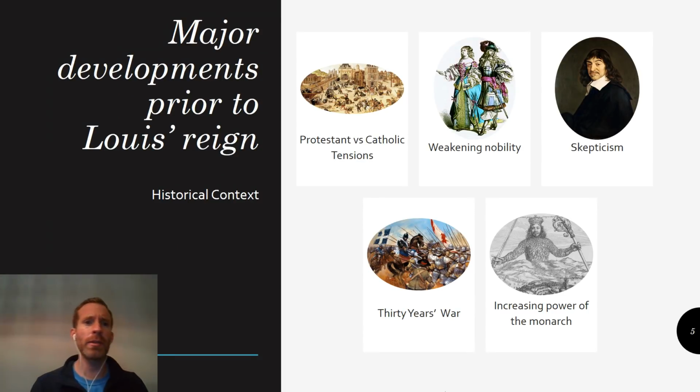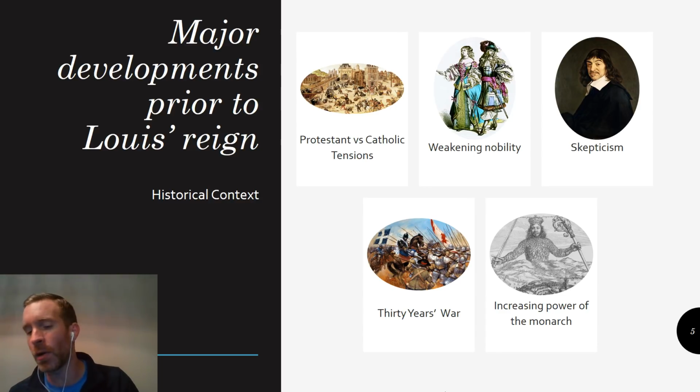Some of the major developments then, to sum it up really quickly, prior to Louis's reign, we've seen Protestant versus Catholic tensions have been going on for a while. Think back to the St. Bartholomew's Day Massacre, the Edict of Nantes being signed, tensions existing between the Catholics and the Protestants. That has continued on as Louis XIII started to chip away at Protestant rights and privileges. Probably the biggest thing you've seen here is the weakening position of the nobility in society. Don't really need to rehash much there.